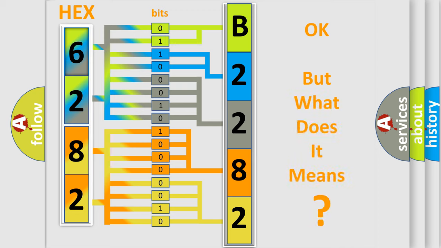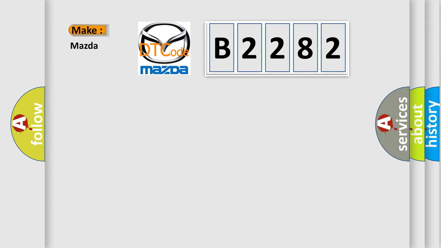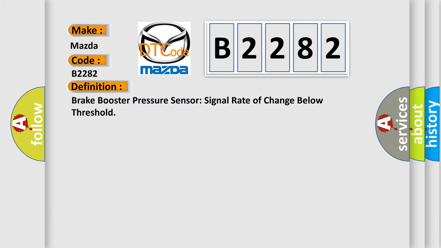The number itself does not make sense to us if we cannot assign information to what it actually expresses. So, what does the diagnostic trouble code B2282 interpret specifically for Mazda car manufacturers? The basic definition is: brake booster pressure sensor signal rate of change below threshold.